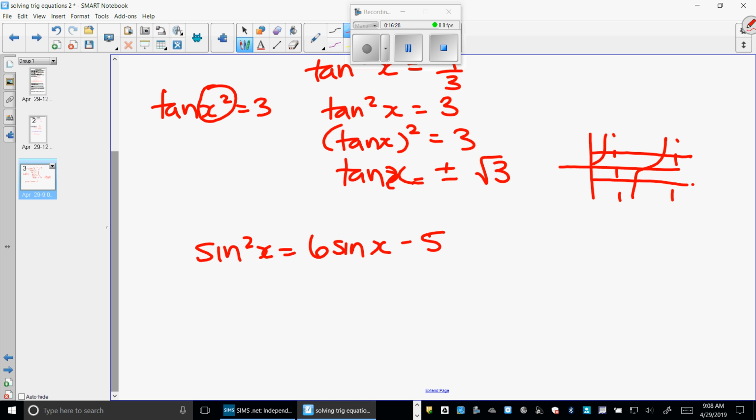Look at the format of this. Quadratics! Oh, yes. So the format of this. Why did your face light up so much? Because she got it.